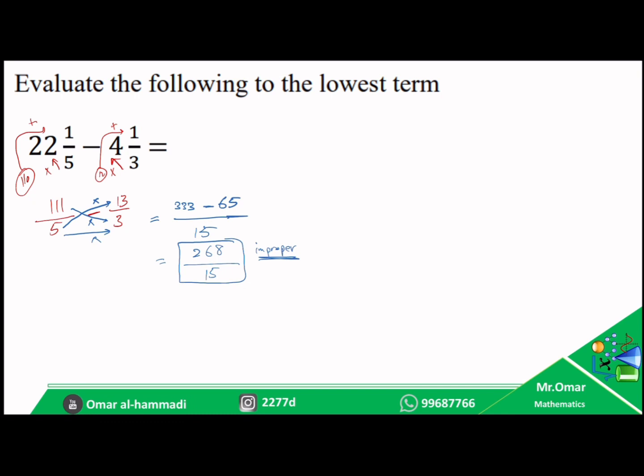How can we convert it to the mixed number? كيف نحول هذه إلى الميكس نمبر؟ بالطرح المتكرر.